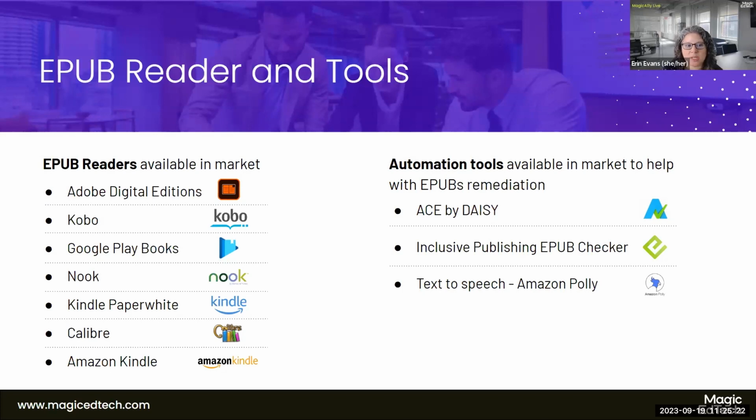But those are ePubs. And then when you're thinking about the automation tools out there, we'll jump into that a little bit in the next slide, but ACE by DAISY is a great tool for checking and for remediation. There's the Inclusive Publishing ePub Checker, text-to-speech through Amazon Polly. And I know there are other companies and other tools out there that allow you to put your content in and validate, transform, change it as you go. But those are just a couple of examples.